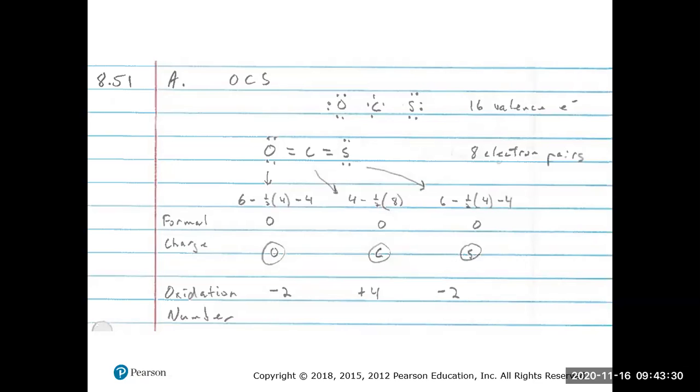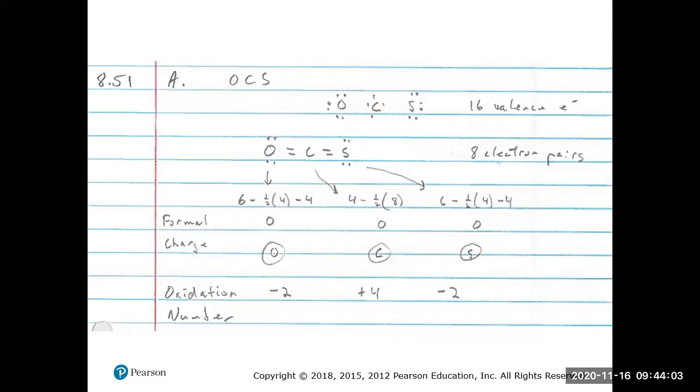And what we would want to do is we would look and see that oxygen and sulfur are both in that 6A group. So they have 6 valence electrons. Carbon's in the 4A, so it has 4 valence electrons. We'd add that up for 16 total electrons. If we draw it out with 2 double bonds, then that tells us we have 8 electron pairs there.